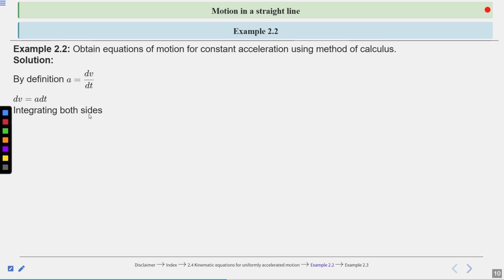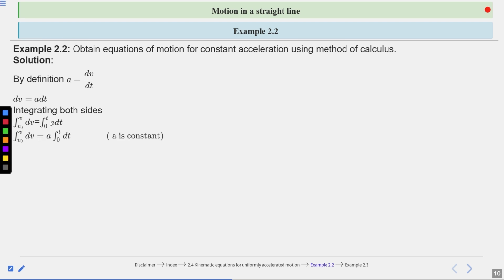Now integrating both sides, left hand side and right hand side, we get the integration with lower limit v naught and upper limit v of dv, equal to the integration with lower limit 0 and upper limit t of a dt. Here this sign is the integration symbol. So integrating both sides, we get a new equation.